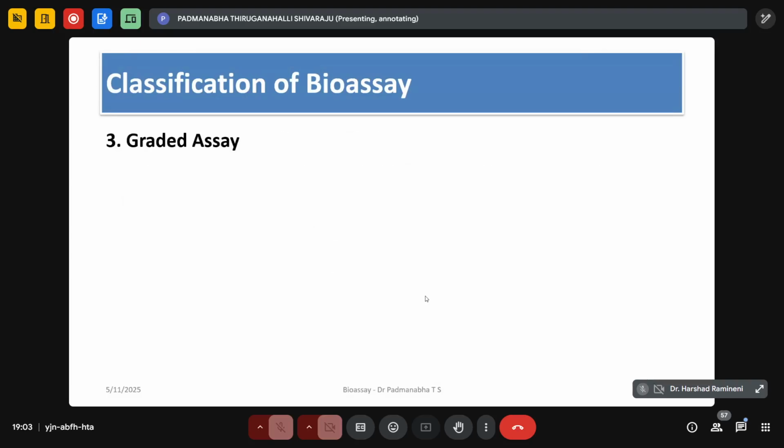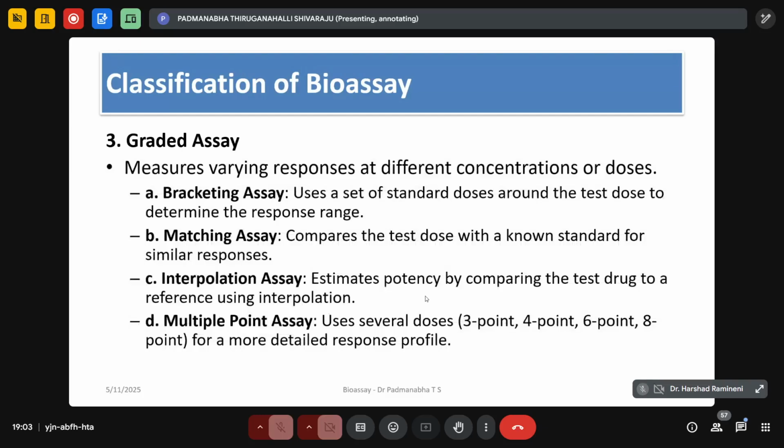Then we have a graded response assay, where we have multiple sub assays, like the bracketing assay, where we need to set standard doses around the test dose. So we need to give a standard dose first, a minimal standard dose, a minimal height will be there, followed by a test dose, and it will be bracketed with the larger dose which we choose from the standard drug. So the outer responses will be of the standard drug, whereas in between will be the test drug responses.